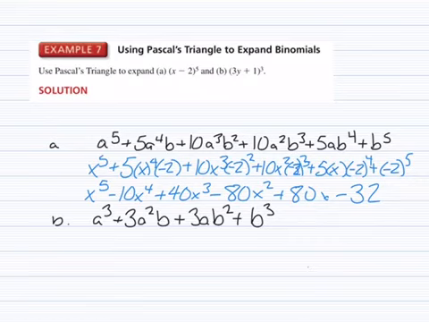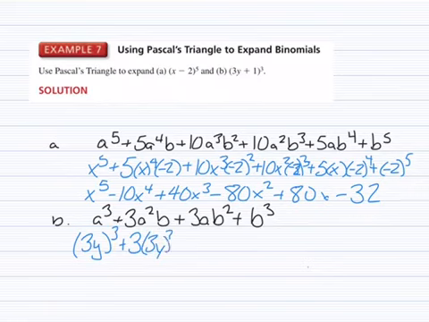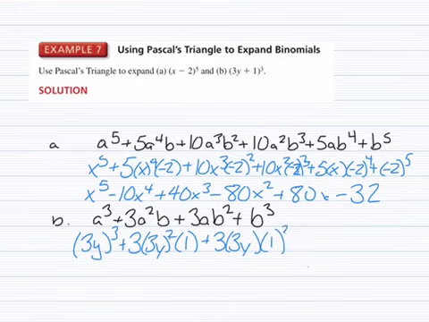I wrote the pattern down for the second one. We're going to go ahead and plug in here to solve. So 3y to the 3rd power, and I'll write it out like this to begin with, plus 3 times 3y squared times 1, plus 3 times 3y times 1 squared, plus 1 cubed.